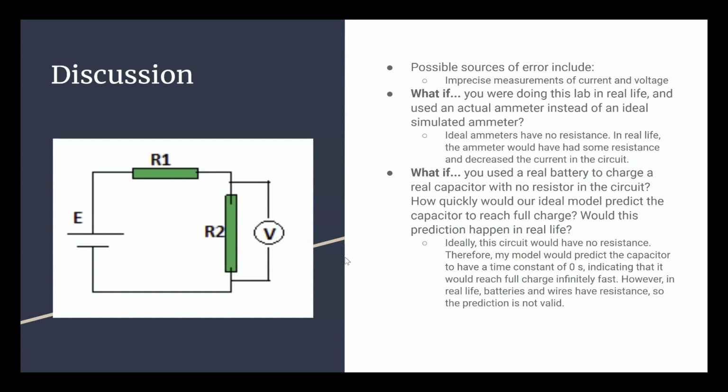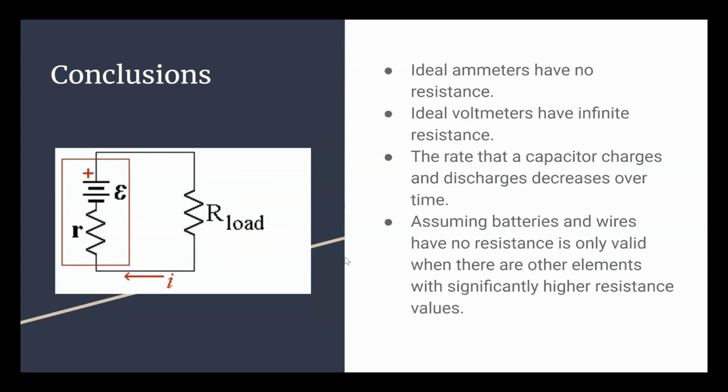Well, according to my ideal model, this would result in a time constant of 0 seconds, meaning that the capacitor would reach full charge infinitely fast. Obviously, this isn't valid because in real life, batteries and wires have some resistance, because life is not an ideal simulation. In conclusion, ideally, ammeters have no resistance and voltmeters have infinite resistance, but in reality, this isn't true.